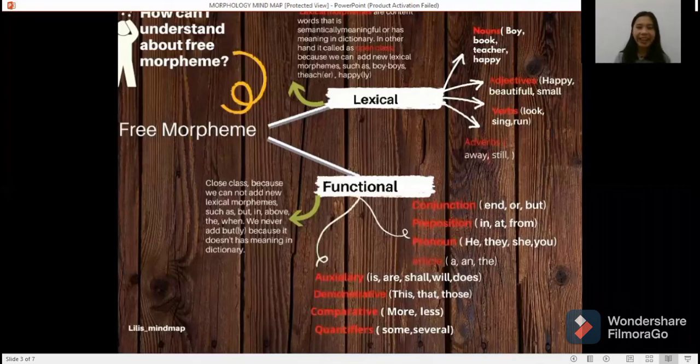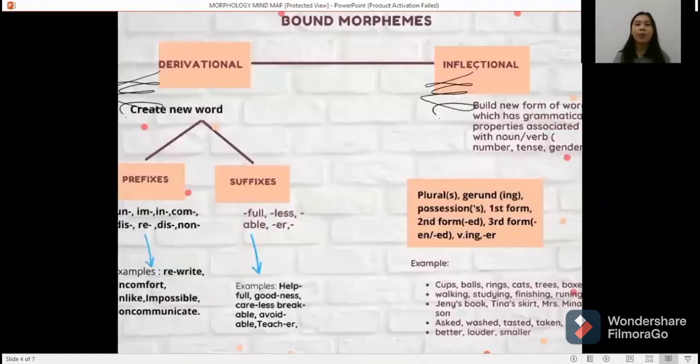Do you understand? I hope you understand, guys. So let's move to the next mind mapping, about bound morphemes. As I told you first, there are two things that we're going to learn about bound morphemes. The first one is derivational. What is derivational? Derivational has the function to create new words.